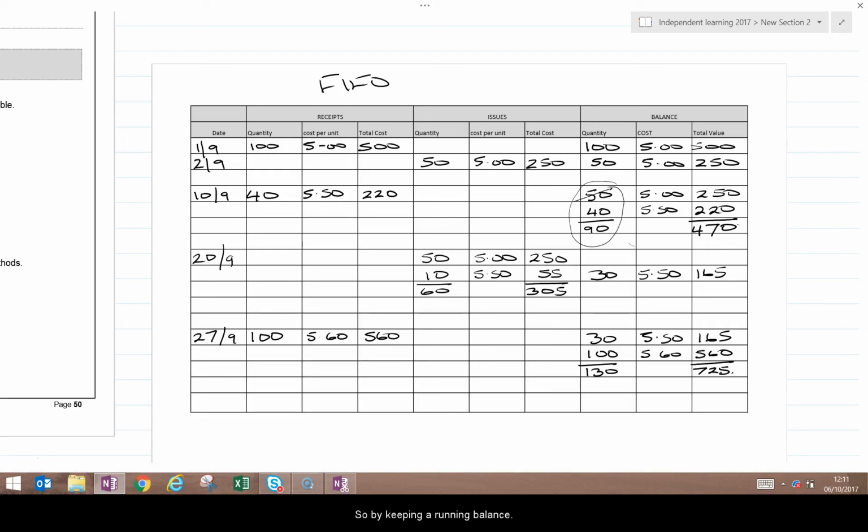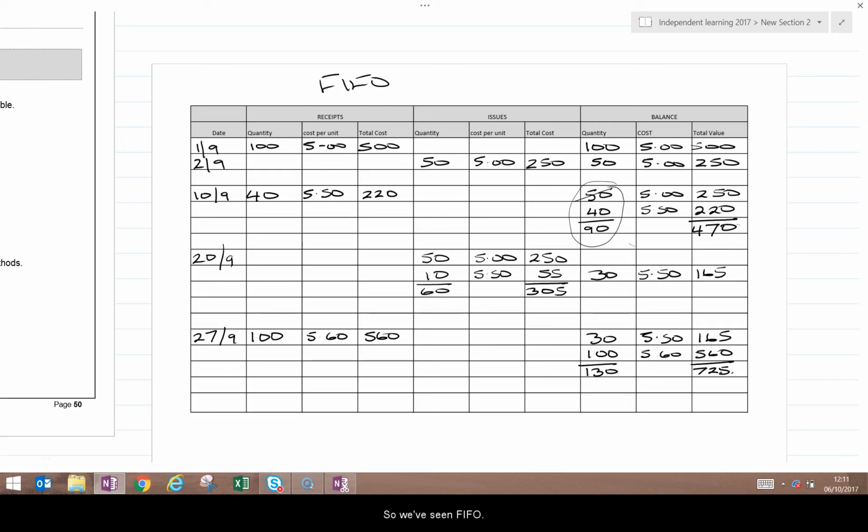So by keeping a running balance at any time during the course of the month, we can just look at this card, see how many units we have in stock, and see what the valuation of those units are. These stores ledger cards would also be used in conjunction with the control limits that we've looked at, because knowing exactly how many you have in stock would allow you to identify when you'd reached your reorder level and then place an order for further items.